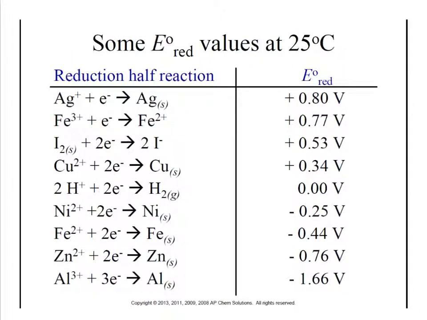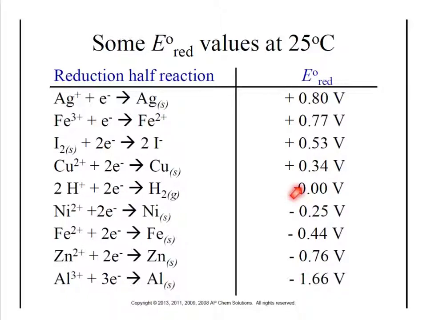So here's a small version of a standard reduction potential table. What you see here is a bunch of reduction reactions, and then how much voltage is generated by this particular reduction reaction. And you can see that some of them are positive and some of them are negative, and other ones like this one right here are 0.